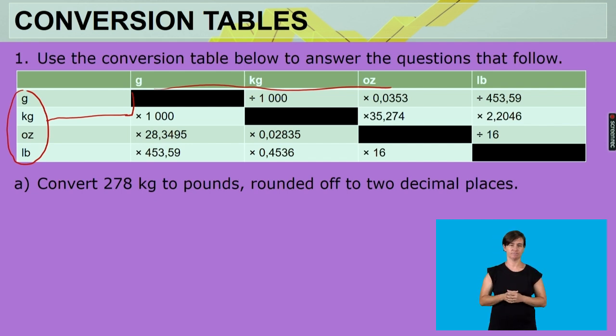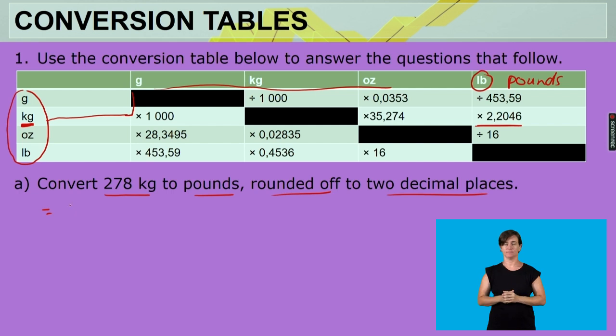So the first question, 1A says, convert 278 kilograms to pounds. Then round off your answer to 2 decimal places. So I have 278 kilograms, and I must convert that to pounds. So here's kilograms. I must convert it to pounds. Remember, this is the abbreviation we use for pounds. Are we clear on that? So what is our table saying? If we convert from kilograms to pounds, we take our kilograms and multiply by 2.2046.